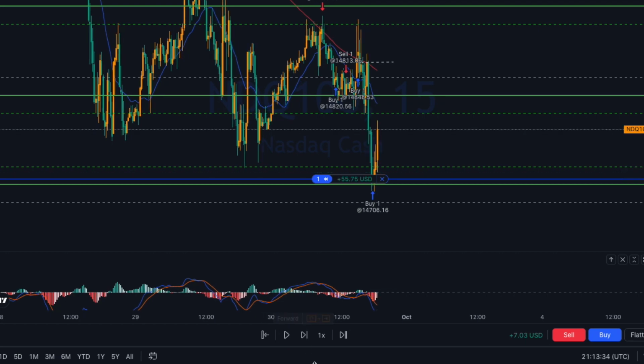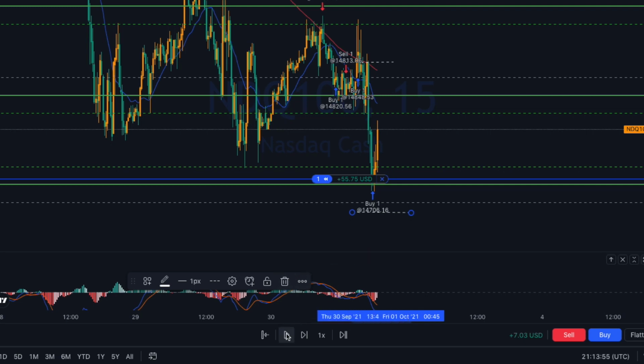Whoops, and another thing as well. So this is where I put my stop. My stop is right here. If it goes above this, we're out. So we've lost this trade. We won one trade and we lost this trade over here. So we've done 3 trades, won 1 and lost 1.